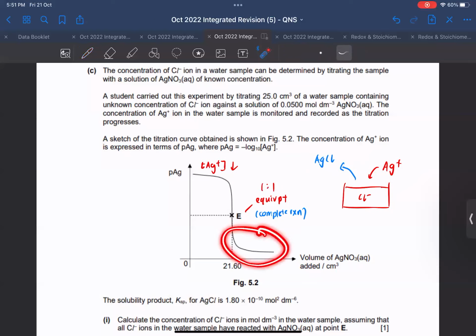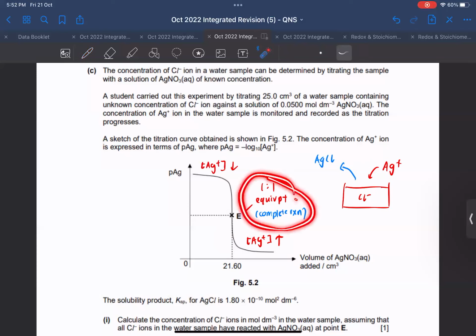Then let's look at the next part. After this equivalence point, why does the Ag+ concentration suddenly shoot up so much? Because here, at low concentration of pAg, the concentration of Ag+ is very high. Why is it very high? Because at this point, you have finished reacting all the Cl-. So when you add excess Ag+, you can see it's literally called excess.